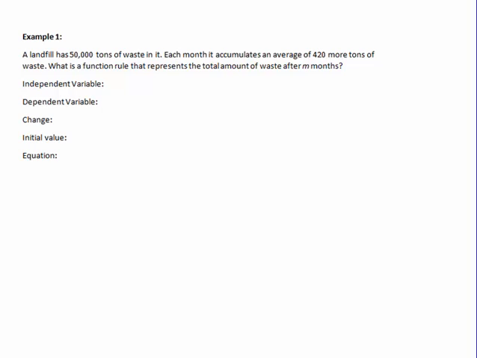The first example. A landfill has 50,000 tons of waste. Each month it accumulates an average of 420 more tons of waste. What is a function rule that represents the total amount of waste after m months? So, first thing I want to take a look at is months, and they even gave us a variable for it. Here our independent variable is m, and this stands for months. And again, this is usually time.